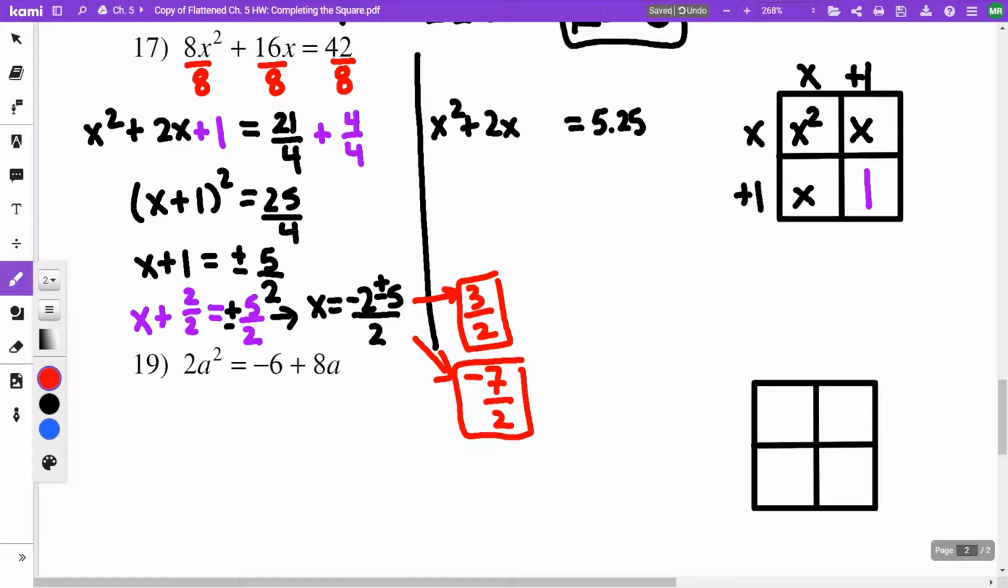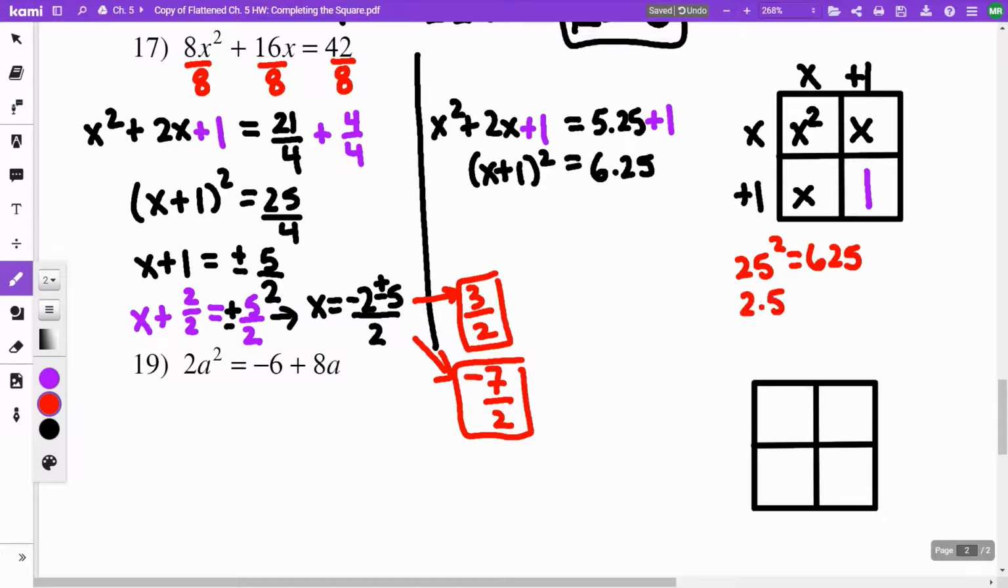Now, if you prefer to do it as a decimal, I have the 21 over 4 as a decimal on the other side. I still am going to add 1 to both sides. This side's going to be an x plus 1 squared is equal to a 6.25. Now, a 6.25 actually is nice because 25 squared, which is one of those ones I said, hey, let's know, 25 squared, that's really 625. So when I see a 6.25, I know that's going to be a 2.5 squared. That's really what gave me a 6.25.